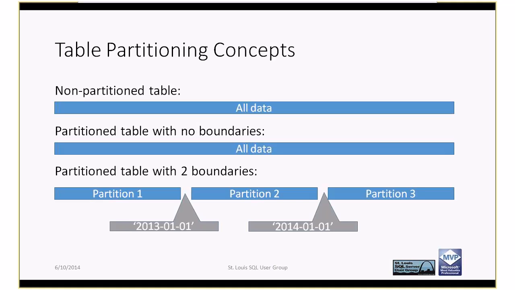Now, there's a couple of points there. First of all, in this case, I have 2 boundary values. Basically, January 1st, 2013 and January 1st, 2014. Yet I end up with 3 partitions. That's something to always keep in the back of your mind. You're always going to have one more partition than you have boundaries, because the boundaries go between the partitions, if you will. And again, the lower boundary of the first partition and the upper boundary of the last partition of the table are infinity. So let's keep that slide in mind.